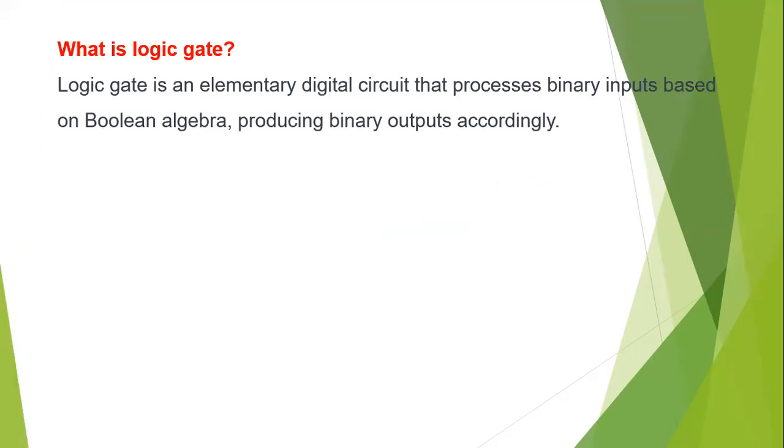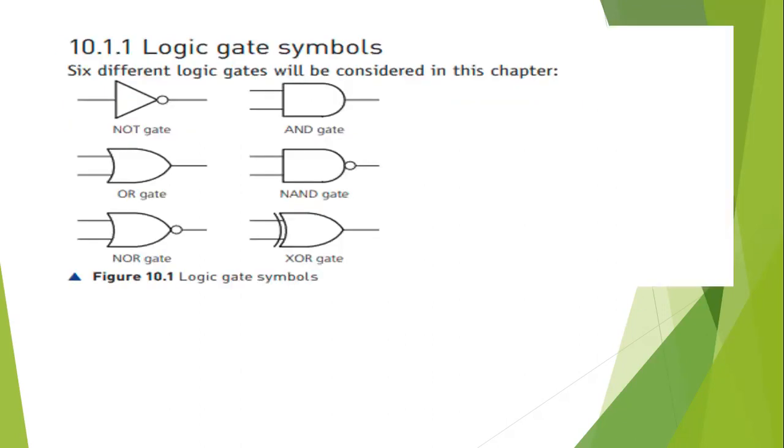Basically, what is meant by a logic gate? A logic gate is an elementary digital circuit that processes binary input based on Boolean algebra, producing binary output accordingly. So this is the definition of a logic gate. The purpose of a logic gate is to produce a truth table and a logic statement, and it gives an understanding of how computer electronic circuits work internally. Okay, so move on to the next slide.